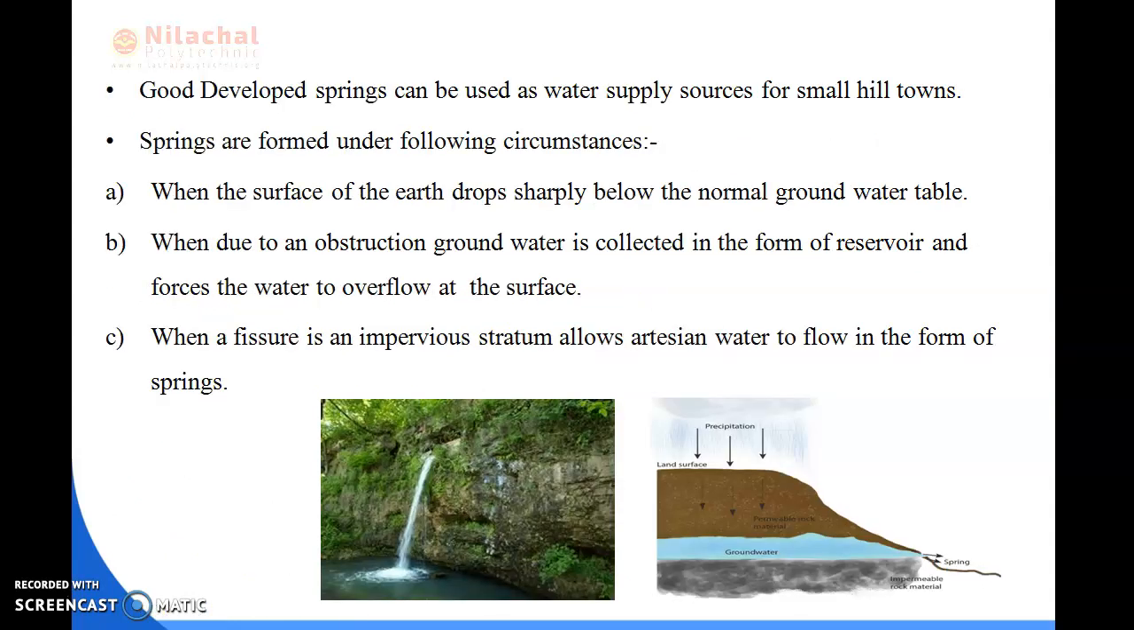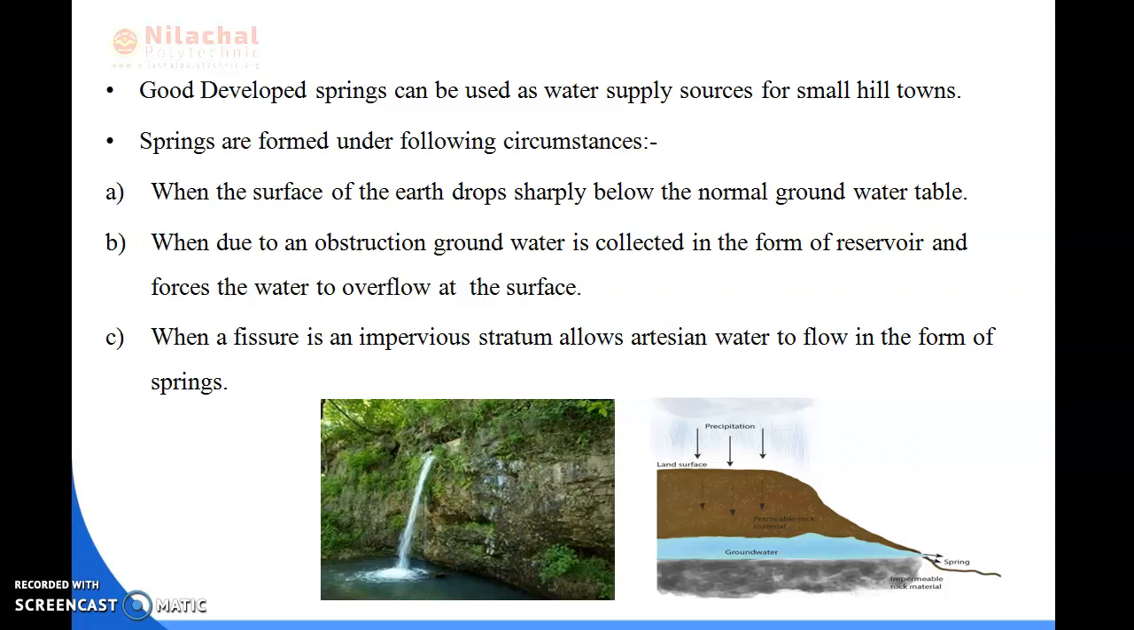Well-developed springs can be used as water supply sources for some hill towns. Springs are formed under the following circumstances: when the surface of the earth drops sharply below the normal groundwater table; when, due to an obstruction, groundwater is collected in the form of a reservoir and forces the water to overflow at the surface; and when a fissure in an impervious stratum allows artesian water to flow in the form of a spring.